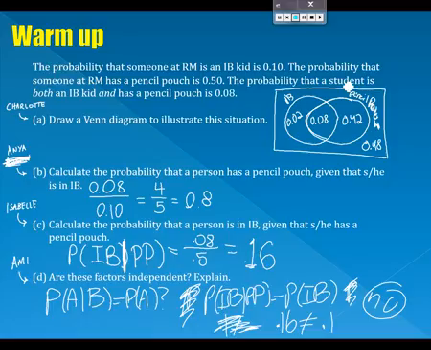If the probability of A given B equals the probability of A, that means independent. Why? Because that means one doesn't affect the probability of the other. Okay, that's what I want to hear.